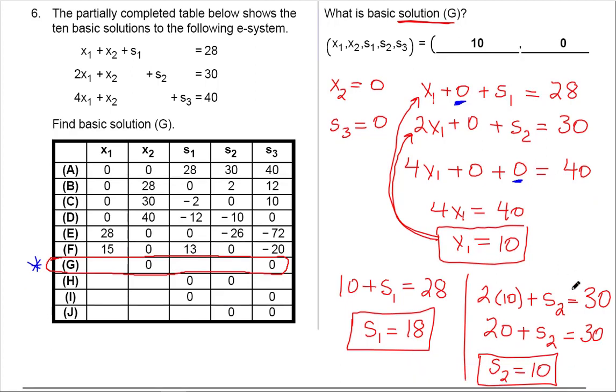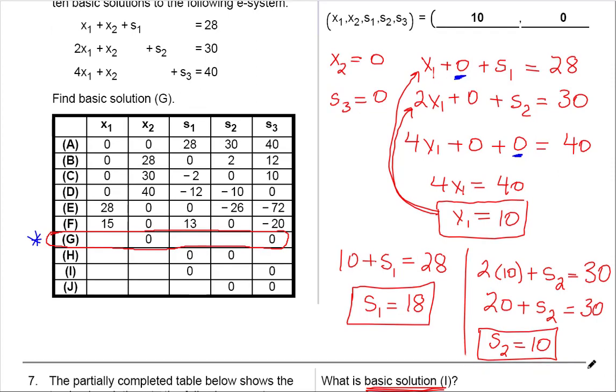Now what's missing? Let's see. I've got x2, I've got s3, x1, s1. I'm missing s2. So what do I know? Where's s2? Right here. I now know x1 is 10. I know x2 is 0. So put all that together and I figure out that s2 is 10. Again, using the pieces that we have to try to figure out the pieces that are unknown.